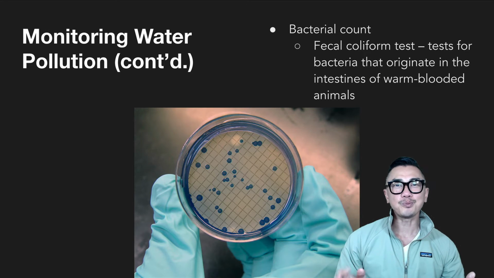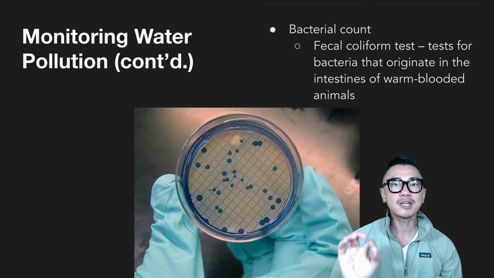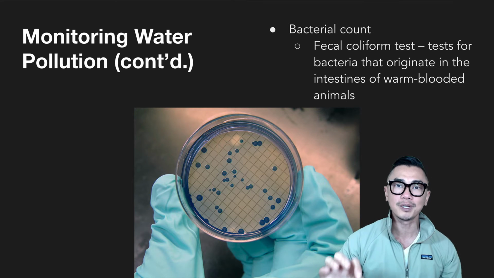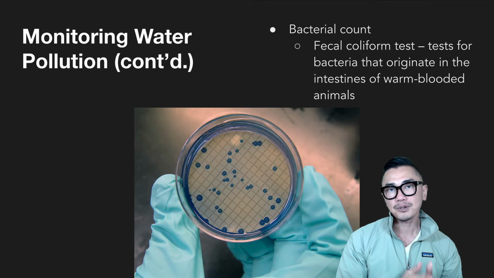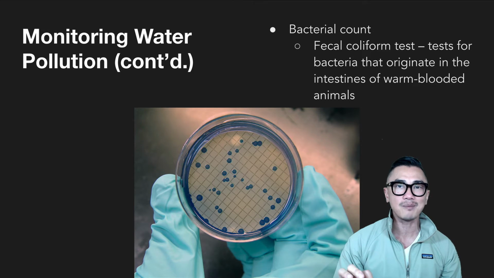We can also do bacterial counts. Fecal coliform tests look for bacteria that originate in the intestines of warm-blooded animals. Fecal coliform tests are effective to see if your water is contaminated with infectious disease organisms.